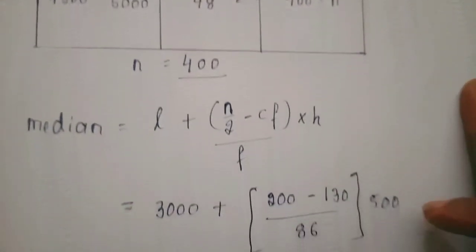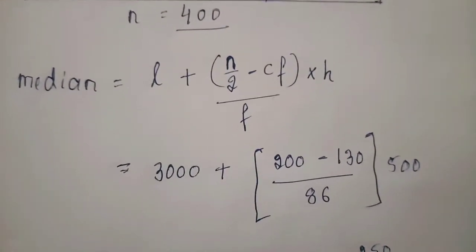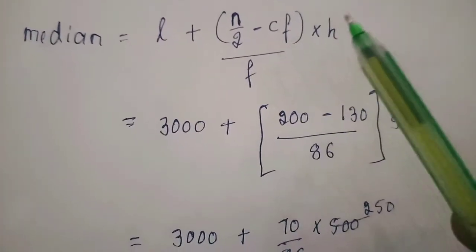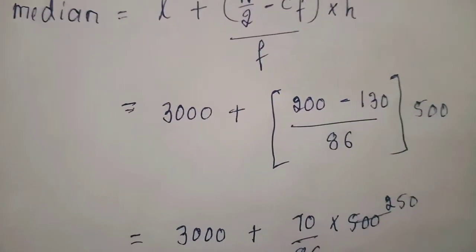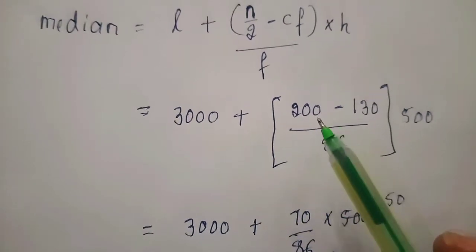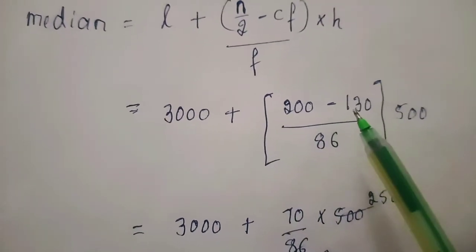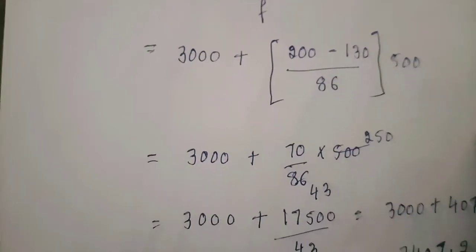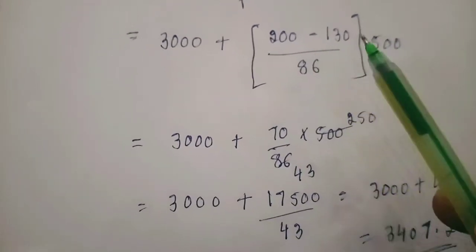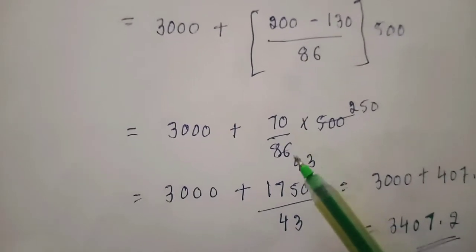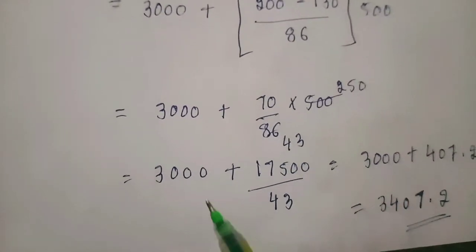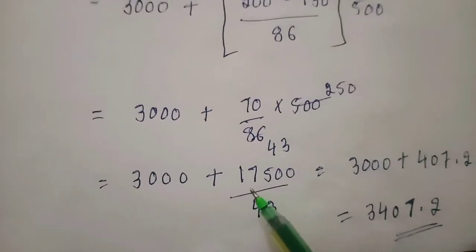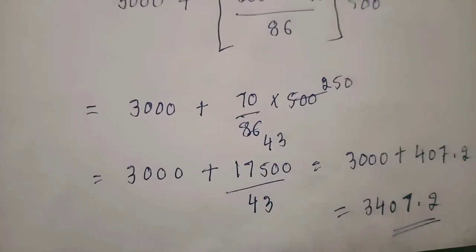So now substitute in the formula. Median equals L plus (n by 2 minus CF) by F into H. So 3000 plus (n by 2 is 200 minus CF is 130) by 86 into 500. So 3000 plus (200 minus 130 is 70) by 86 into 500. 3000 plus, cancelling and multiplying, we get 17,500 divided by 43.